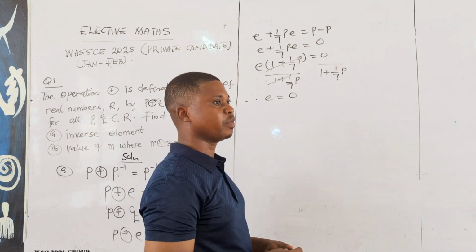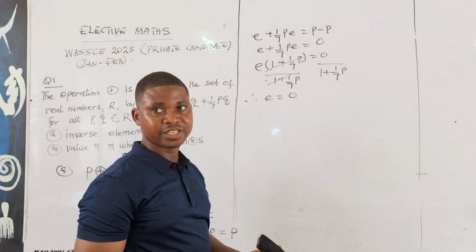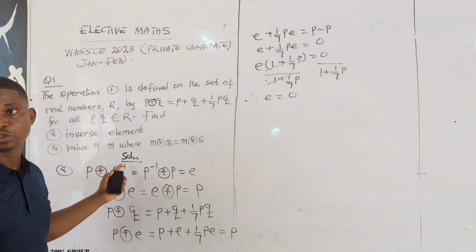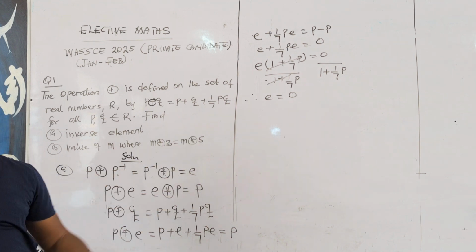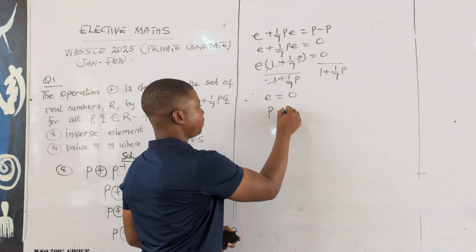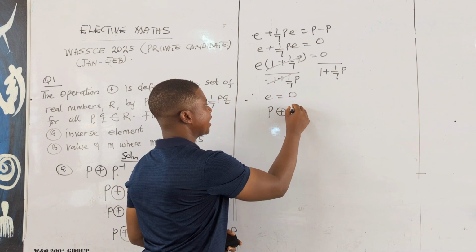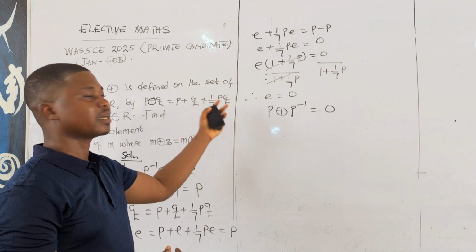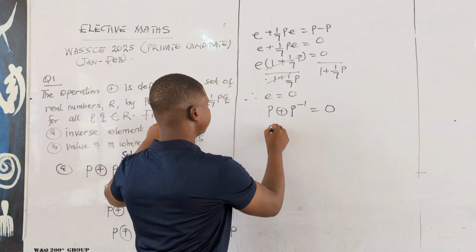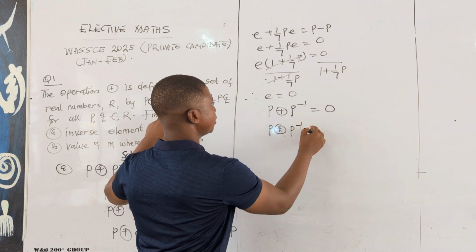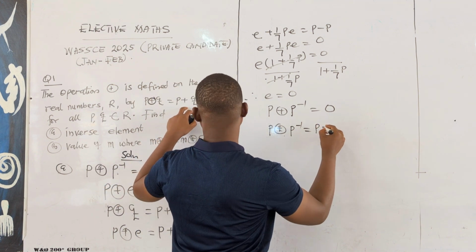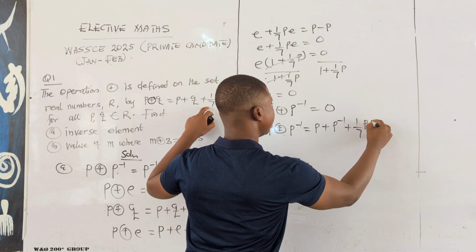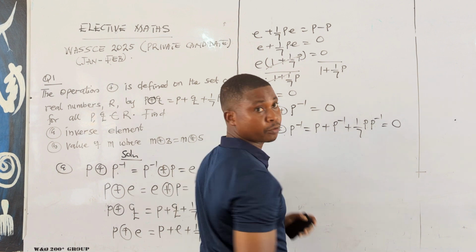Now that we have the identity element, we can find the inverse. Here we said that P operating on the inverse should give us the identity element, and now the identity element is known to be 0. So we substitute that also in the question. P operating on its inverse is equal to P + P inverse + 1/7 P P inverse, which is equal to E, which is 0.